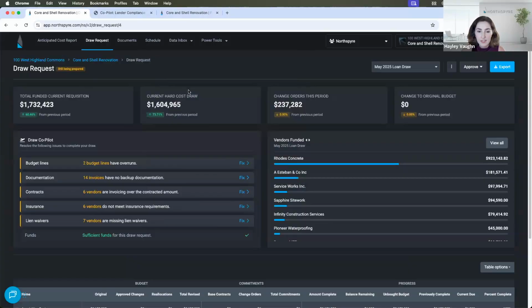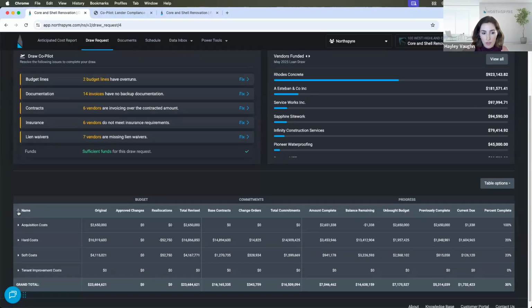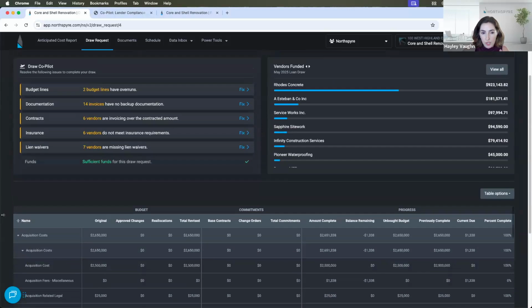So as Kelsey mentioned, Northspire can really help with creating and maintaining those lender relationships by having really transparent documentation that is as easy as possible for you to put together. So this is our draw request feature. You can see we have the current requisition period, some quick stats up at the top here. We have our full table and report below.